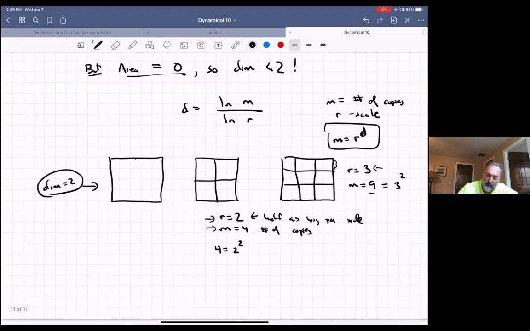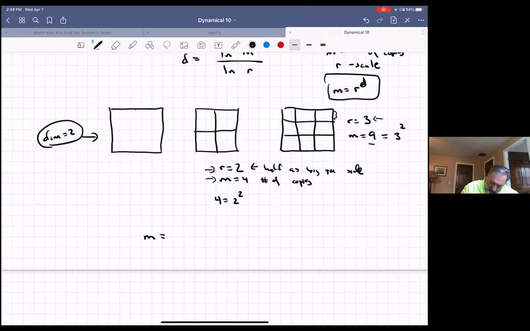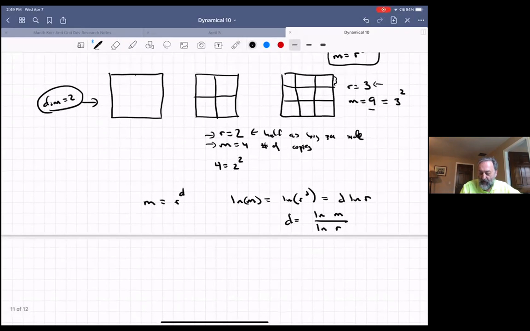Right, so if I start here with M is R to the D, and I take the natural log of both sides, I have the natural log of M is equal to the natural log of R to the D, but that's equal to D natural log of R. Yep. Right. And so the dimension is the natural log of the number of copies divided by the natural log of how much you shrunk that thing. So if you shrink it by a factor of 3, you get 9 copies.